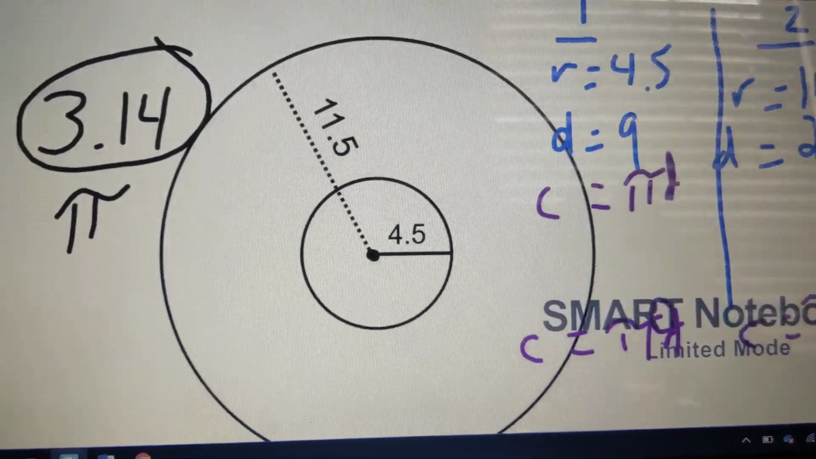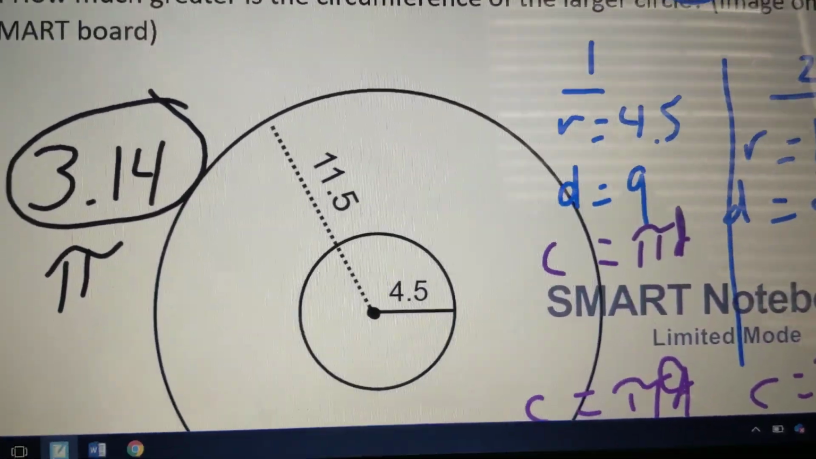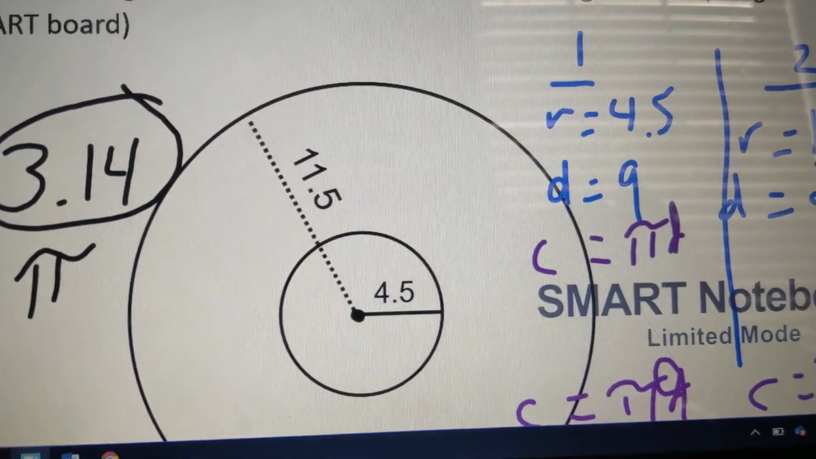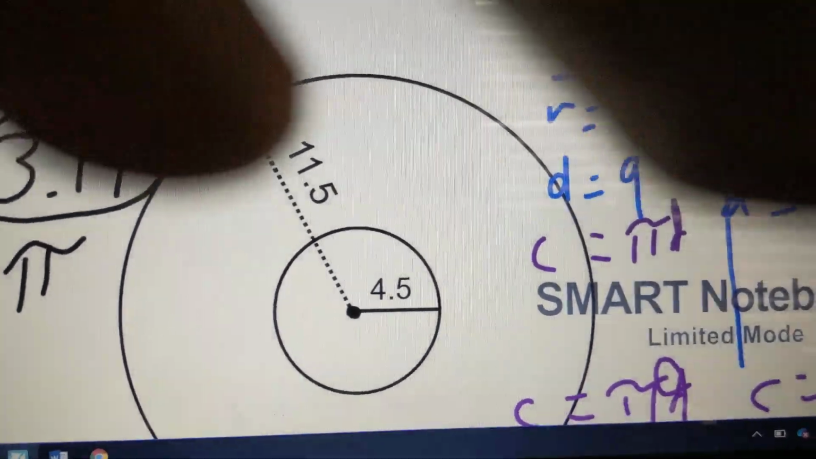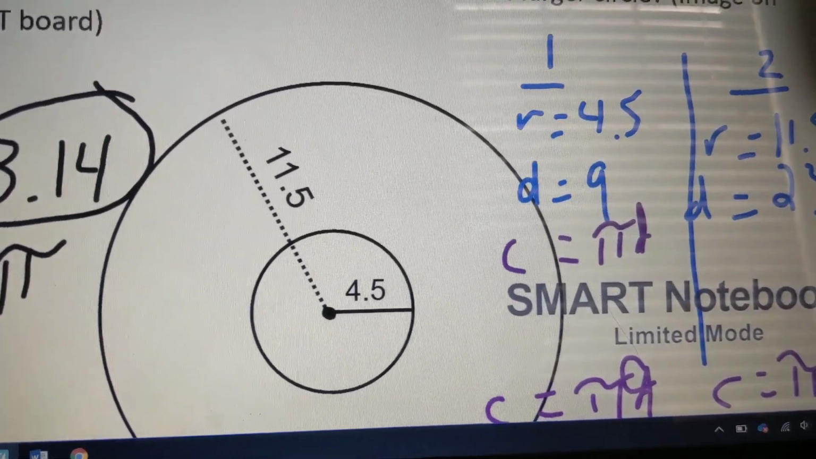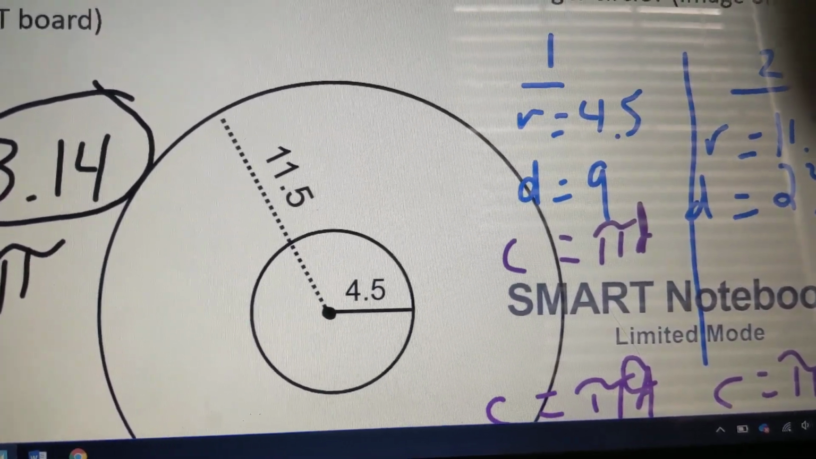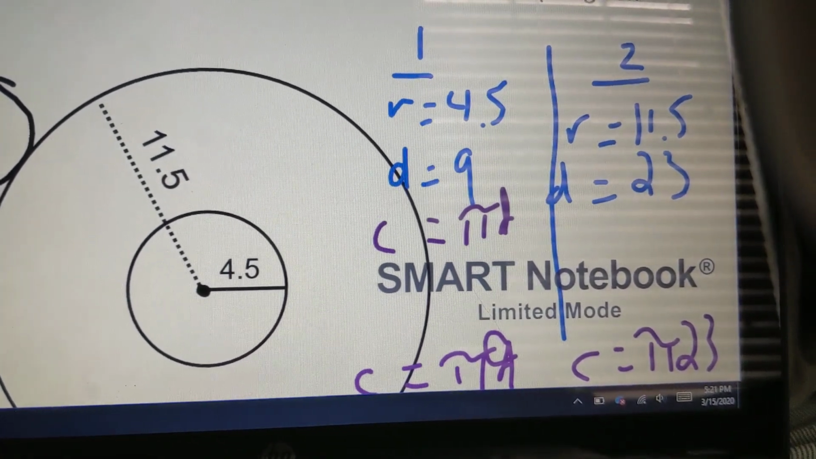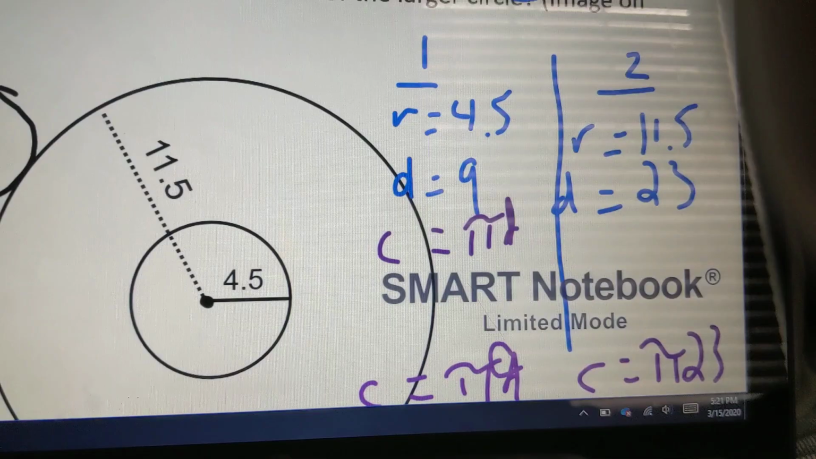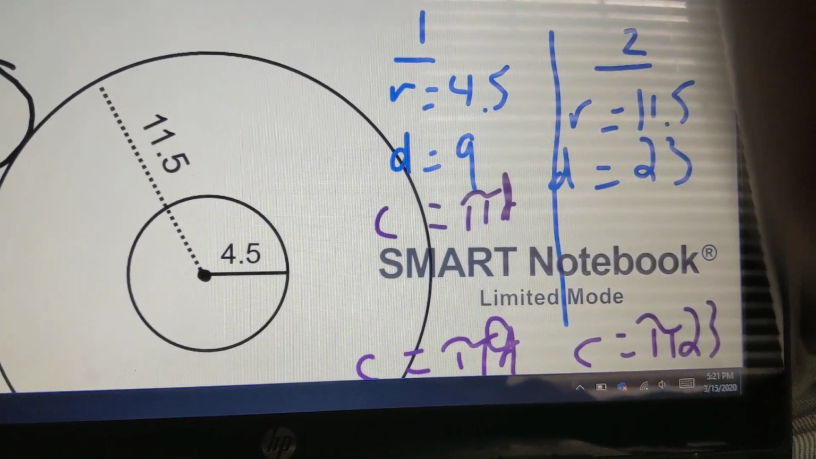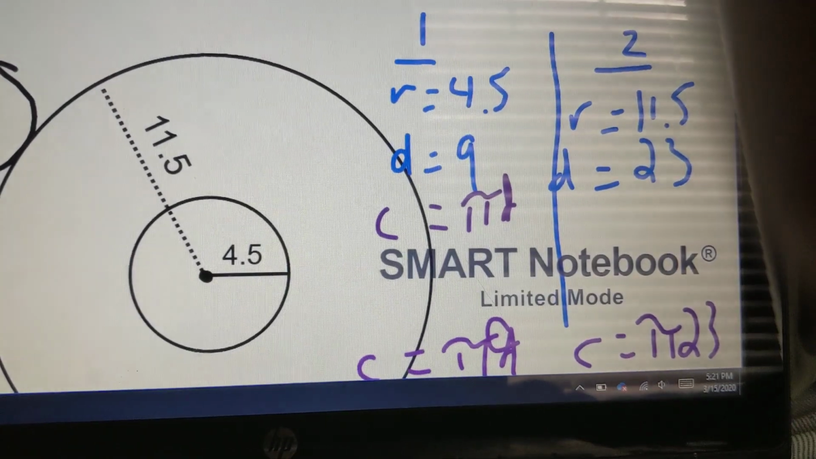Number 4, how much greater is the circumference of the larger circle? So we have 2 circles here. The circle on the inside, the smaller circle, I labeled circle 1, has a radius of 4.5 and a diameter of 9. I know to find the circumference, it's c equals pi times diameter, so c equals pi times 9. The larger circle has a radius of 11.5, which means it has a diameter of 23. So to find that circumference, we do c equals pi times 23, which is the diameter.